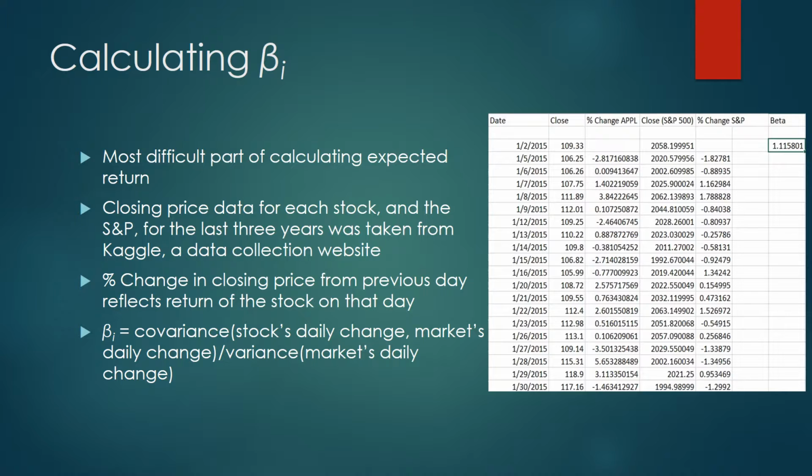So basically, beta is a ratio of how risky a stock is compared to the market. This is the most difficult part of calculating the expected return. I had to get closing price data for each stock and the S&P for the last 3 years, and I got that from Kaggle, which is a data collection website. The percent change in the closing price from the previous day reflects the return of the stock on that particular day. So beta equals the covariance of the stock's daily change and the market's daily change divided by the variance of the market's daily change. And some sample calculations are shown on the right.